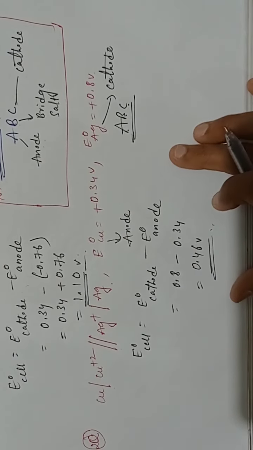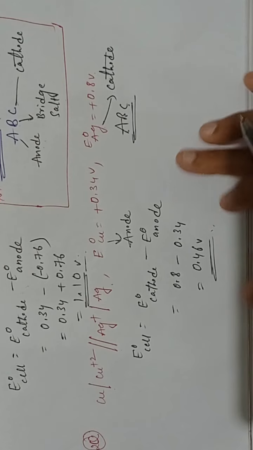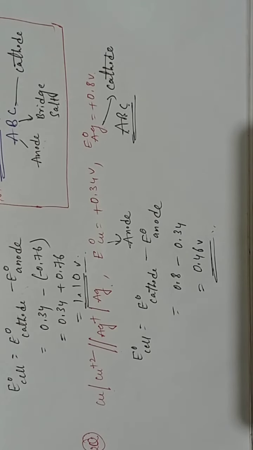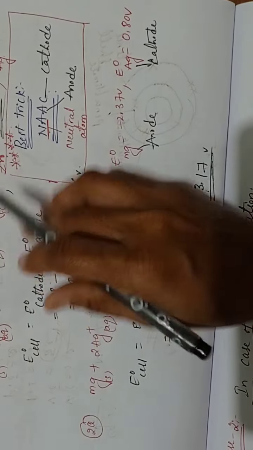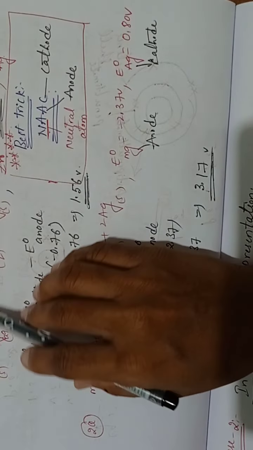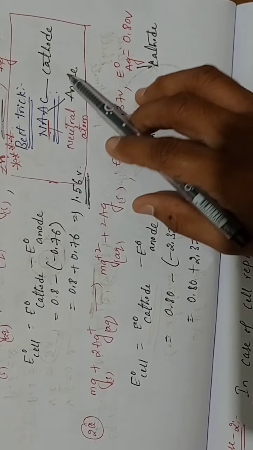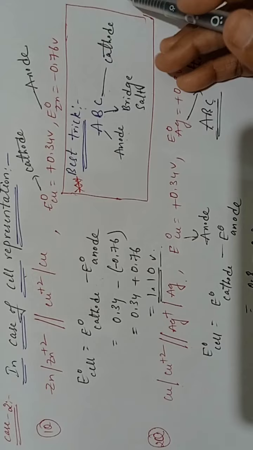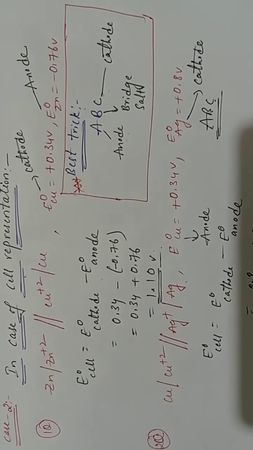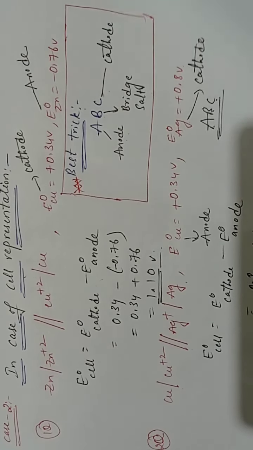So like this you have to identify, students, which is anode and which is cathode. Here I gave you the two best tricks. In case of cell reaction, the trick is NAC. In case of cell representation, the best trick is the ABC trick. Just remember these two tricks and practice, and you can easily identify in the reaction which is anode and which is cathode.